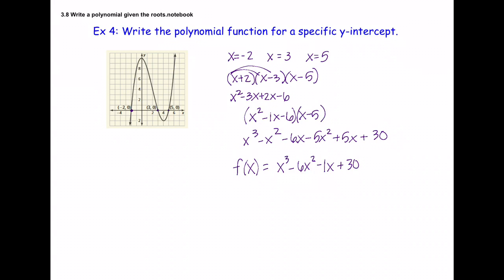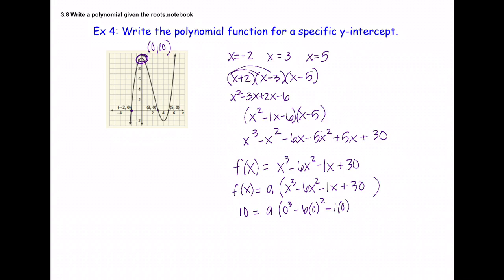When we have the standard form, we have f of x is equal to a times our polynomial, x cubed minus 6x squared minus 1x plus 30. And we need to solve for a in order to make sure that it goes through our y-intercept of 10. So we're going to replace our y with 10, and we're going to replace all of our x's with 0 because the y-intercept is the ordered pair (0, 10), in order to solve for a.